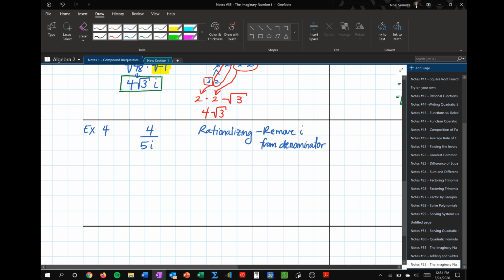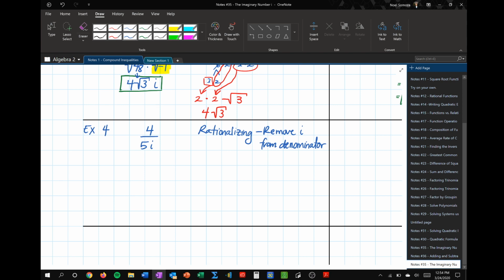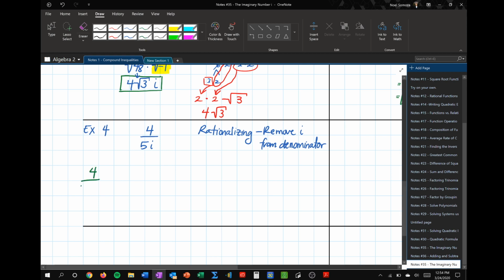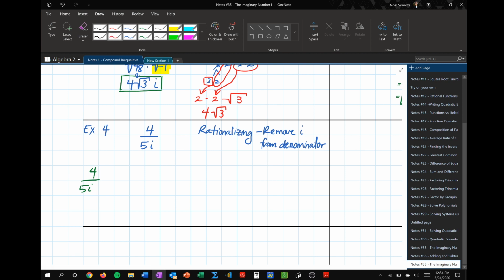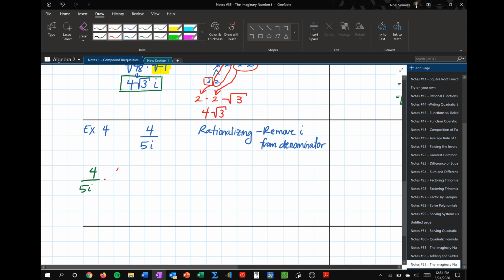Notice what's in your denominator. Right now your denominator is a 5i. If you're going to get rid of something from the denominator, here's what you do. You start with the original problem. The thing that's causing the problem is the 5i in the denominator. So you're going to multiply your entire fraction by whatever was in your denominator. Since your denominator was 5i, you're going to multiply top and bottom by 5i.